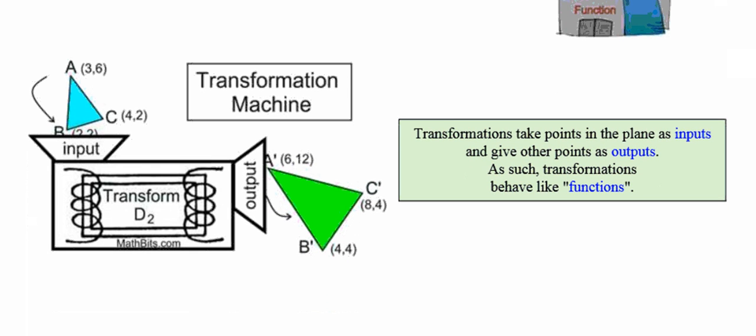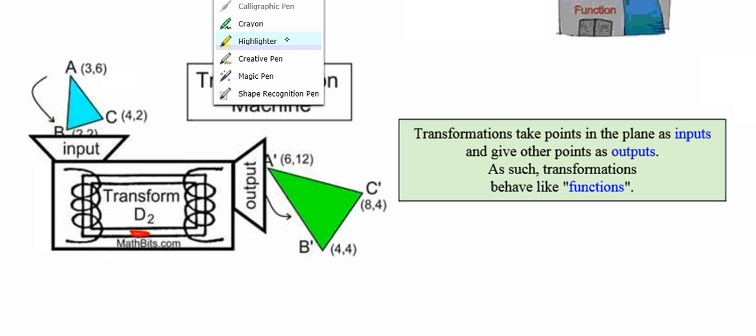So in this first example, you can see they've got this nice little picture here of this transformation machine where they're going to perform a transformation of a dilation with scale factor 2. Now, we haven't talked about dilations yet this year. In fact, we're going to discuss them more in January. But you saw enough about dilations in your 8th grade math class that you should remember that a dilation with a scale factor of 2 will multiply each of the coordinates by 2.